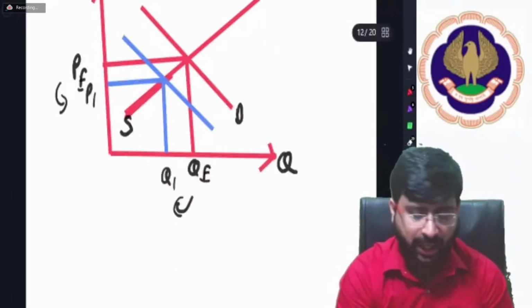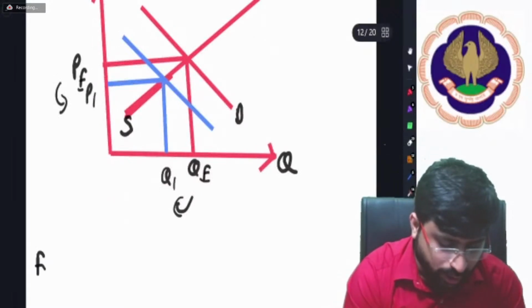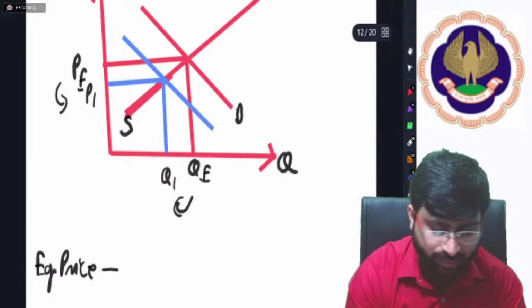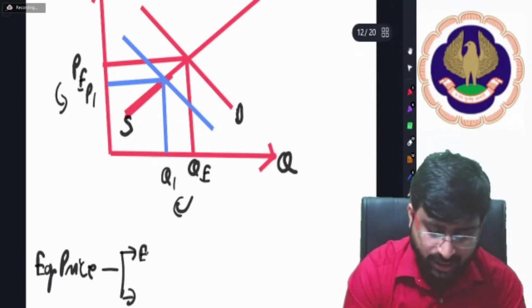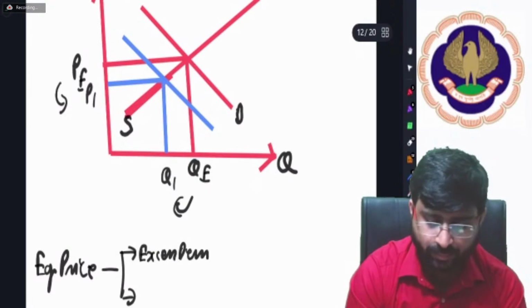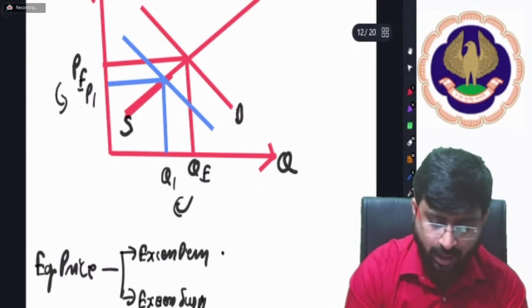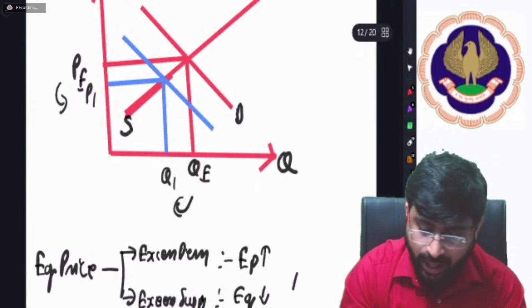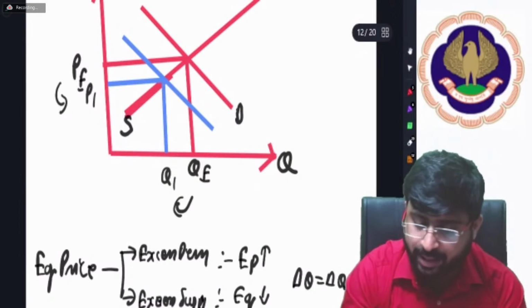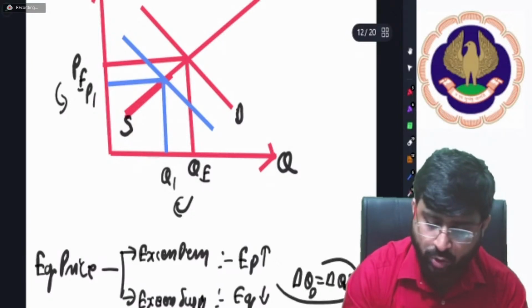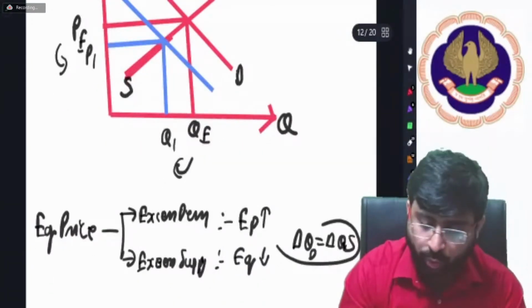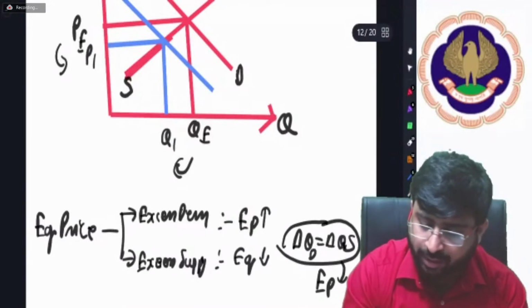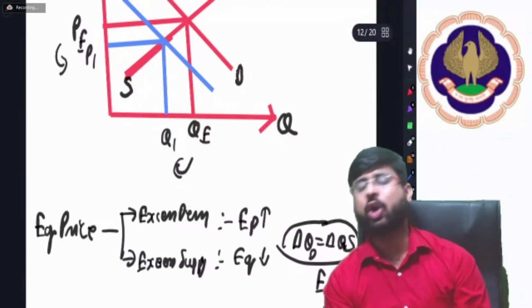So overall, we can summarize that for equilibrium price, we must always judge whether there is excess demand or excess supply. If there is excess demand, as usual, equilibrium price is rising. If there is excess supply, equilibrium price is falling. And if the change in quantity demanded is equal to the change in quantity supplied, then equilibrium price will not change. It will remain constant.